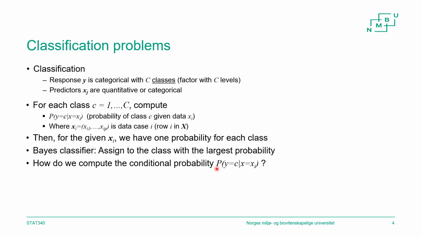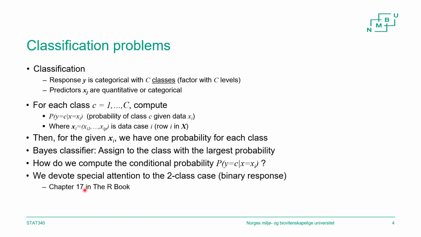That is more similar to the methods we have seen before in this course. So we now devote special attention to the two-class case, where there are exactly two classes. So capital C is 2. We have two classes, right?